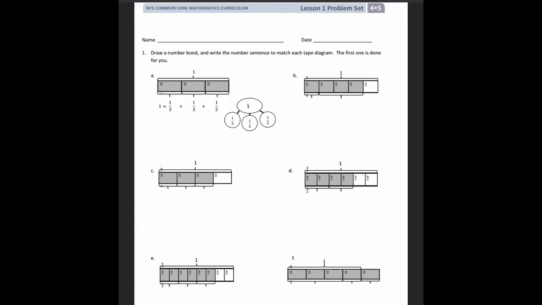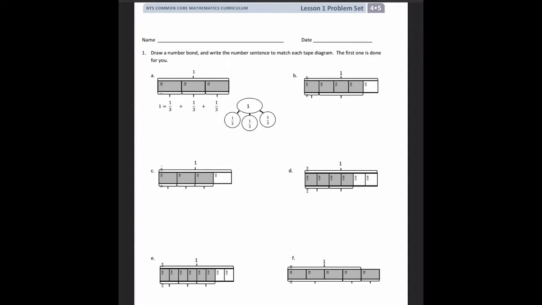Okay, here is another video. This video is based on the big packet, the booklet that you got sent home. It's the workbook. And this is lesson 1.